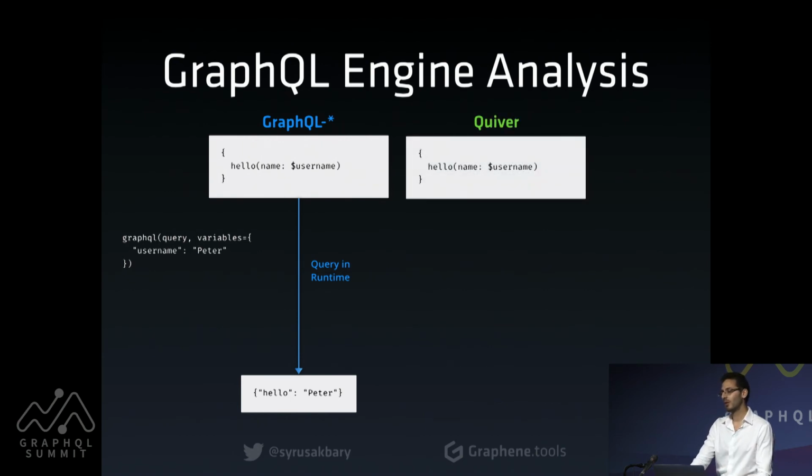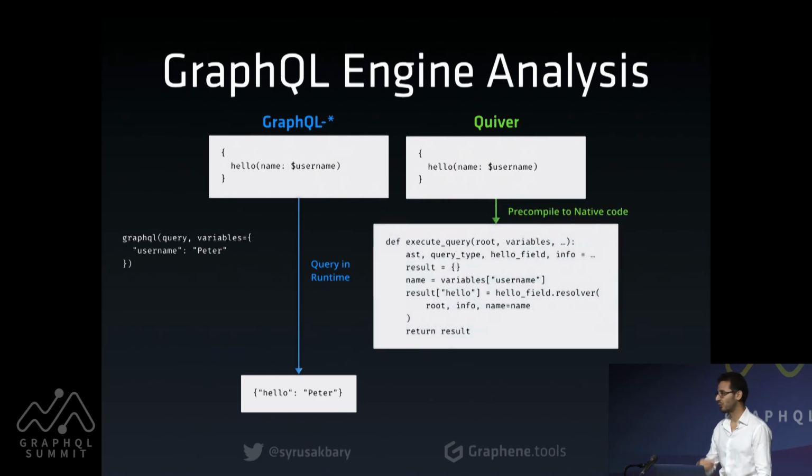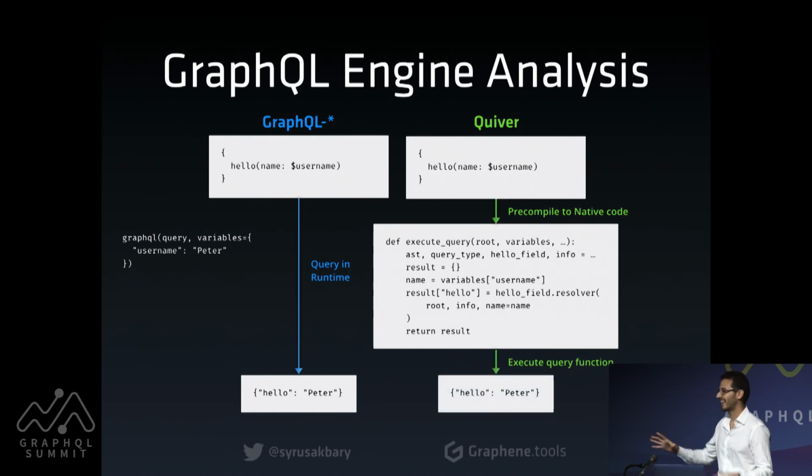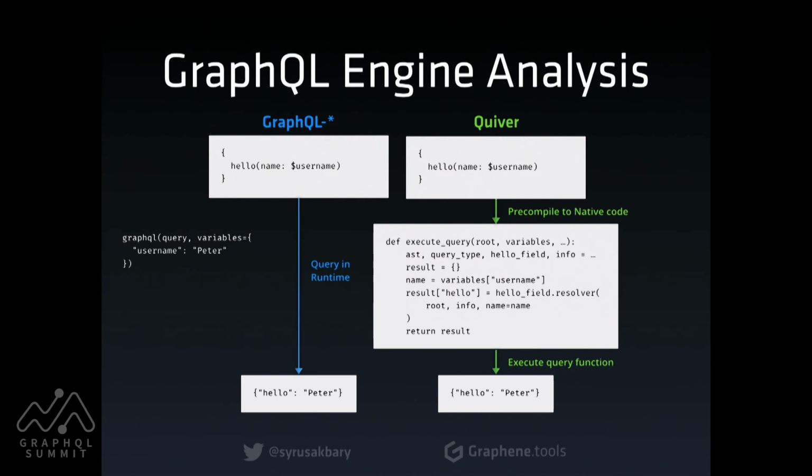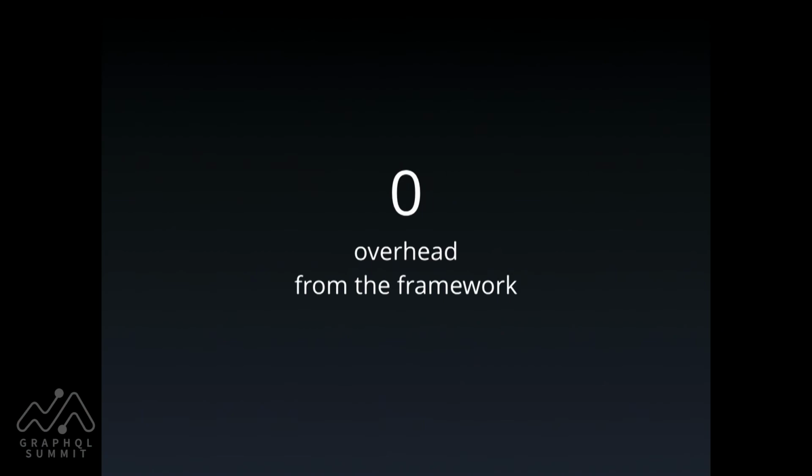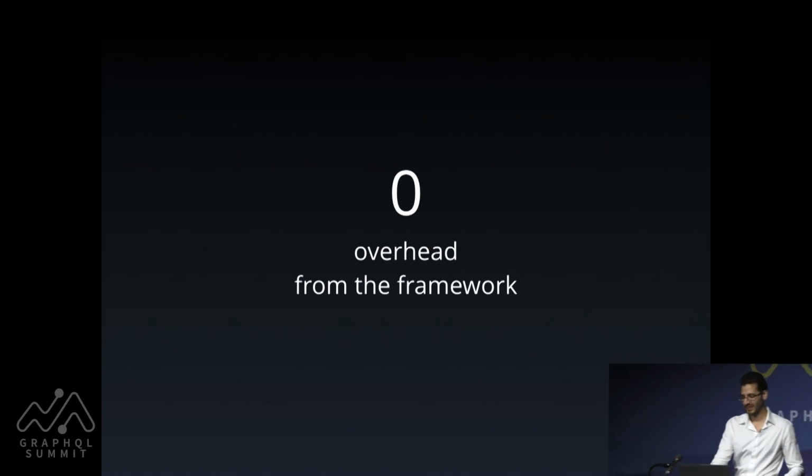However, with Quiver, when we have exactly the same query, what it's doing is precompiling this query into pure native code. That means that running a GraphQL query will be as fast as if you wrote the same query by hand, exactly fetching the same information but doing it manually. That means we will have zero overhead from the framework. But not just that. In the example of Python, we can even compile this to C and provide you with a library that you can just use, and it will be executed at the speed of light.